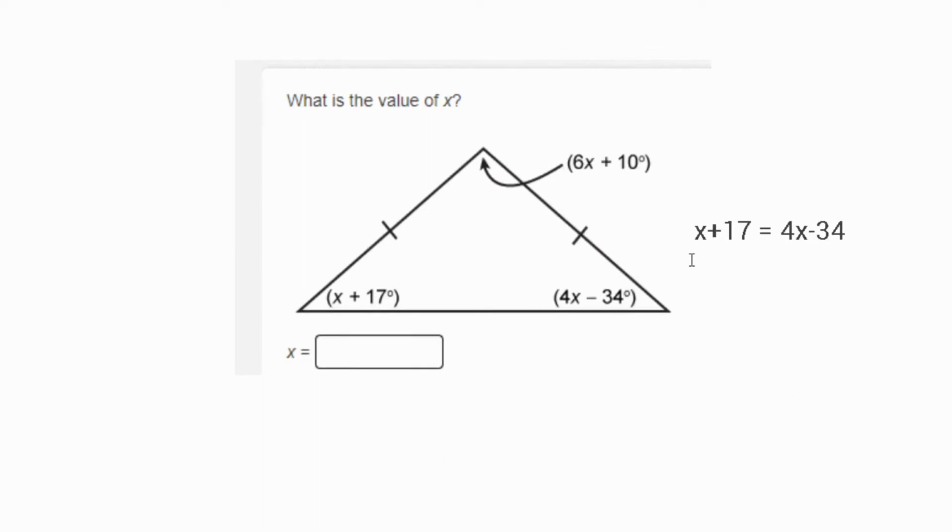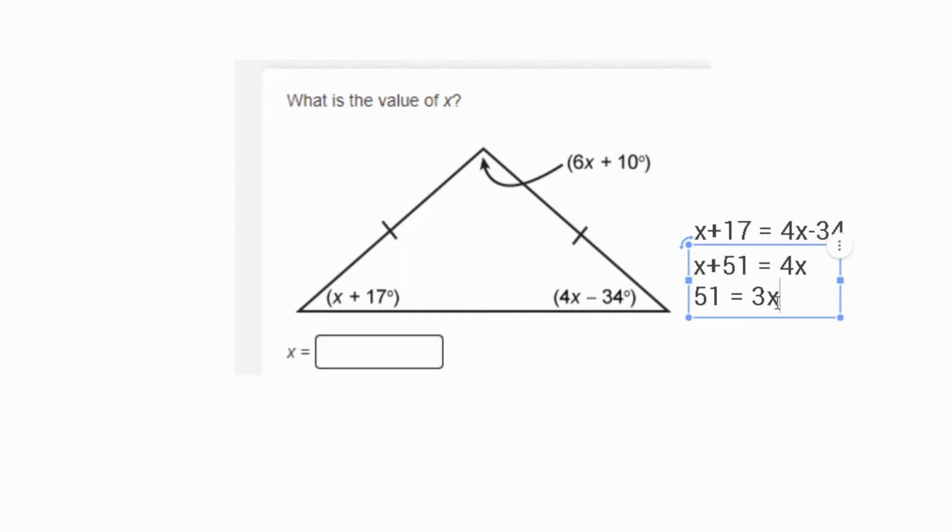Alright, so let's solve this thing. So we have 4x minus 34, so let's add 34 to both sides because there's a negative 34. So 17 plus 34 is 51. So we have x plus 51 equals 4x. Alright? And then we have x's on both sides, so we need to subtract an x from this left side right here. So if we subtract x from both sides, we have 51 equals 3x.